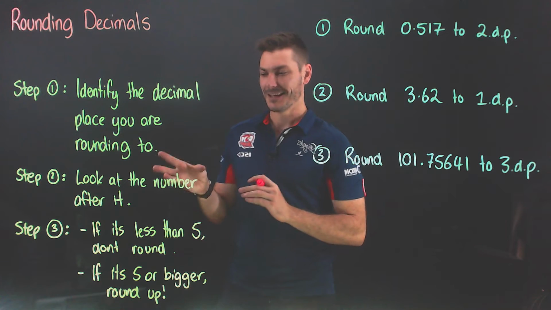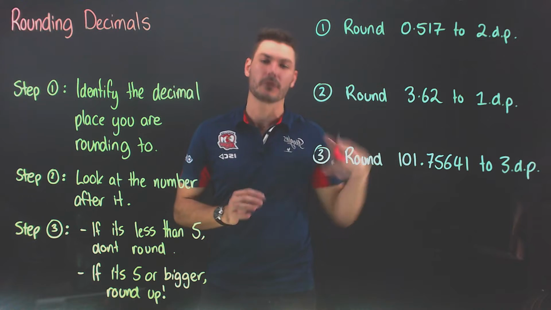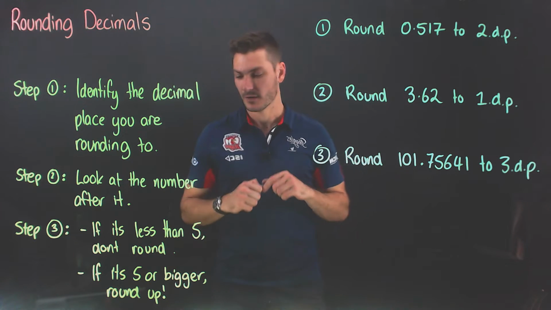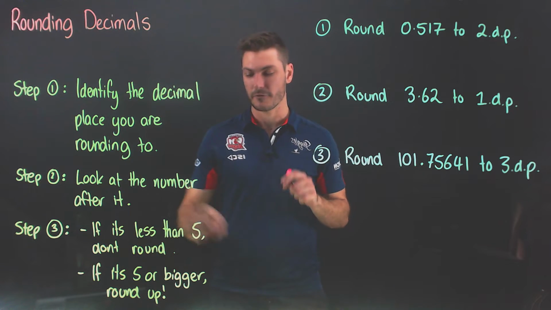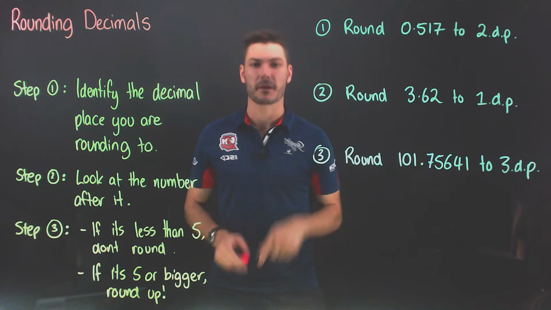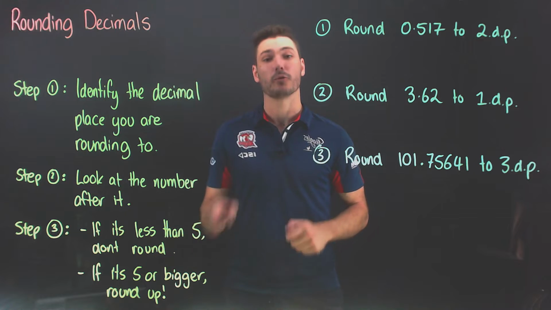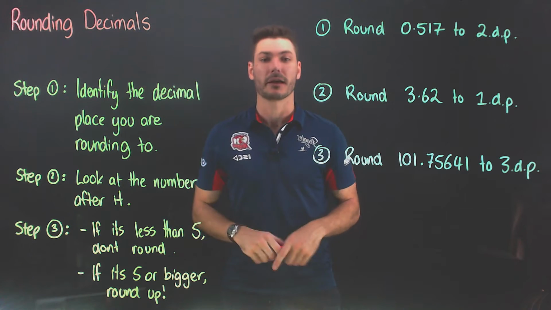Step two then is to look at the number after it, so the number to the right of it, or further down the decimal place chain. And then we ask ourselves, okay, if that number after it is less than 5, we're not going to round. We're just going to chop the number off at the right amount of decimal places. If, however, the number is 5 or bigger, we are going to round the number before up one place.